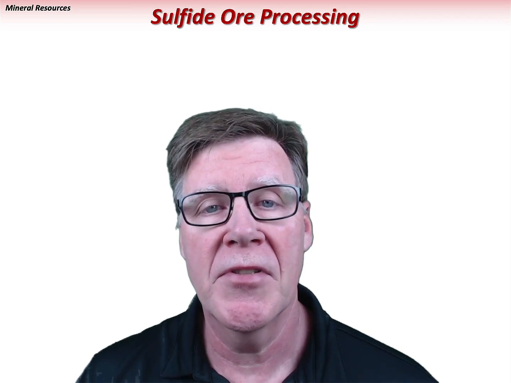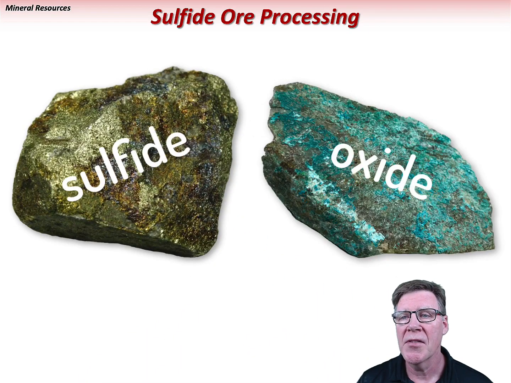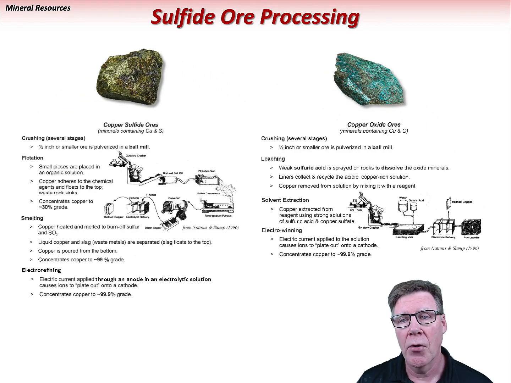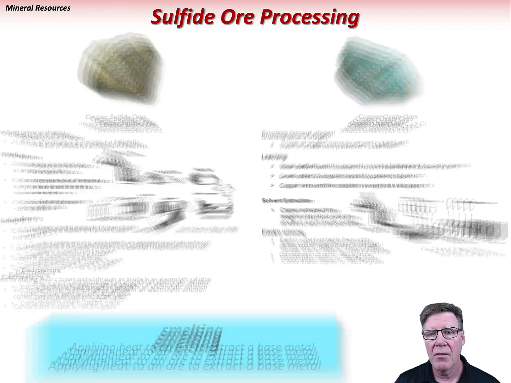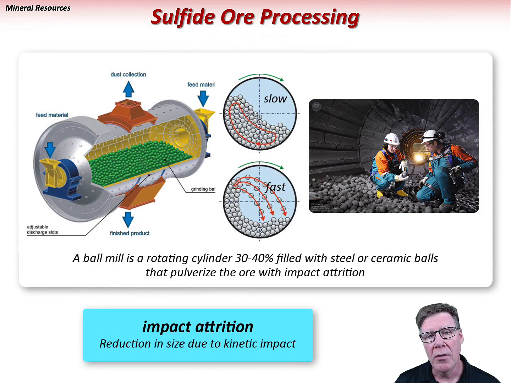Because of their different compositions, copper sulfide and copper oxide ores are typically processed by separate methods. In a nutshell, the sulfide and oxide ore processing is somewhat similar, except mainly that smelting is necessary for sulfide ores, whereas it isn't for oxide ores. For copper sulfide ores, the first step is crushing. The ore material is pulverized to 1/2 inch or smaller pieces in a rod mill or ball mill, basically huge drums filled with steel rods or balls.